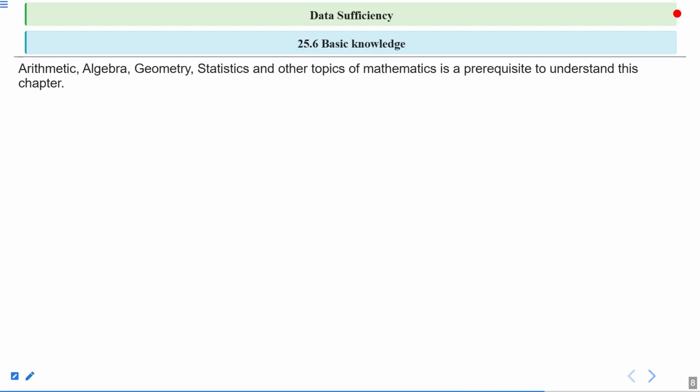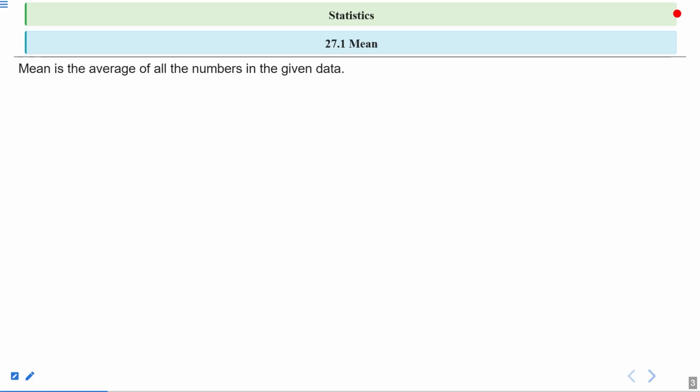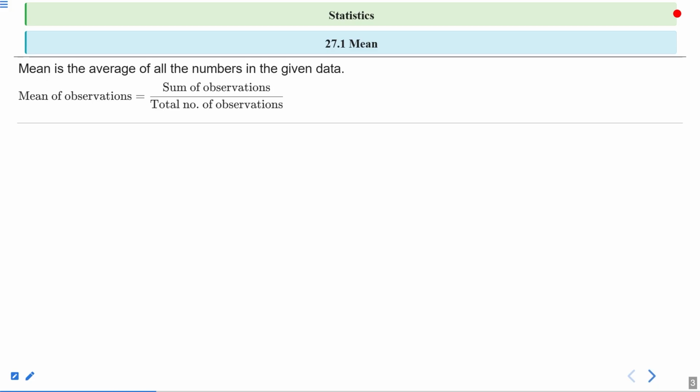Basic knowledge of arithmetic, algebra, geometry, statistics, and other topics of mathematics is a prerequisite to understand this chapter. So, learn all the basic and necessary shortcut formulas related to the above topics of mathematics. So, what is mean? Mean is the average of all the numbers in given data. The mean of the observations is equal to the sum of observations upon the total number of observations.